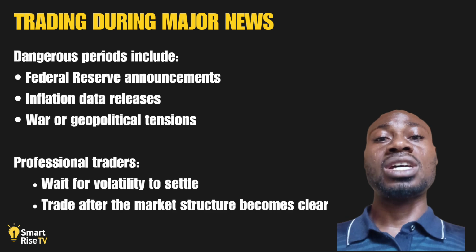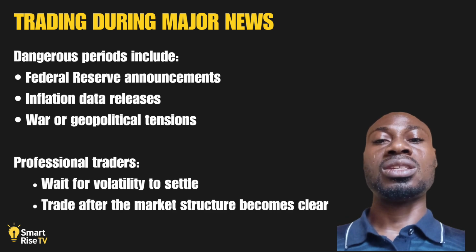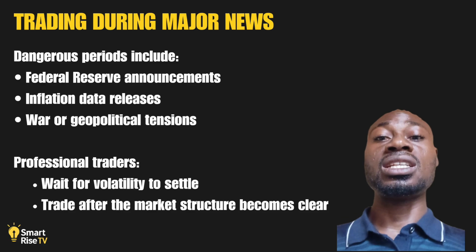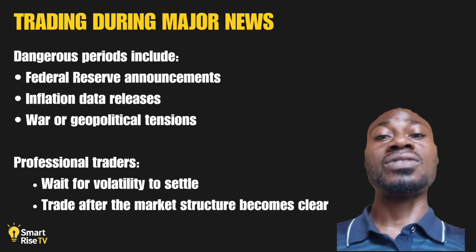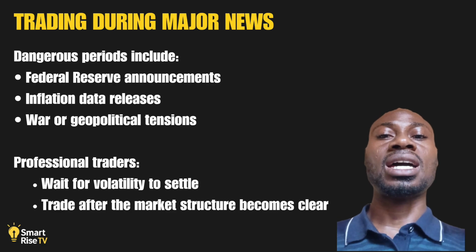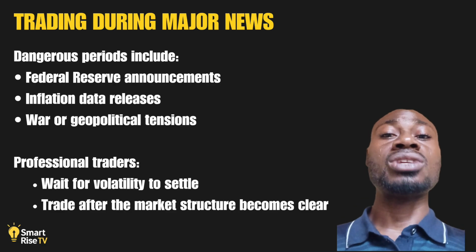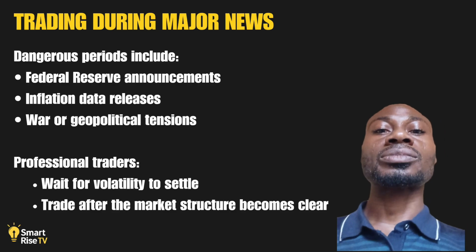Many retail traders try to predict the news reaction, but professional traders usually do the opposite. They wait, they let the volatility settle, and then they trade the clear market structure that appears after the news. Patience is one of the most powerful advantages a trader can have. But unfortunately, many traders do not have patience, and gold punishes impatience very quickly.